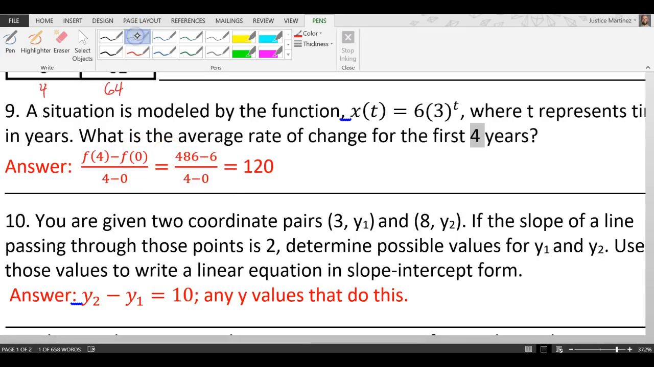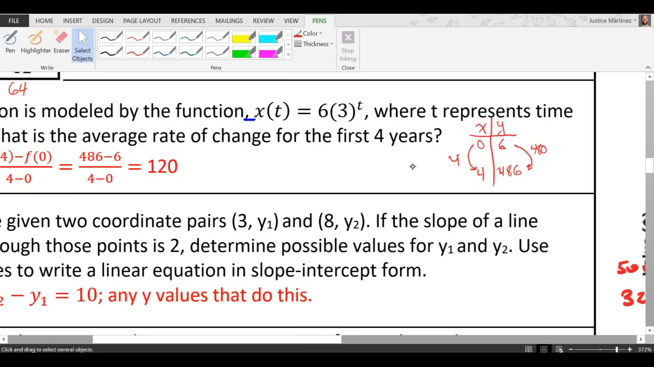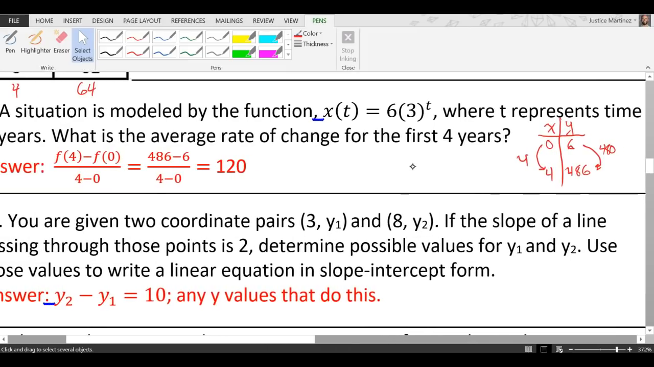What we're doing here is, if you want to see the table, I want to find x and y from 0 to 4. Well, when I plug in f of 0, I get 6, and f of 4, I get 486. Well, from here to here, it's 480. Here to here is 4, which means the slope of that line would be 480 divided by 4, which is 120.